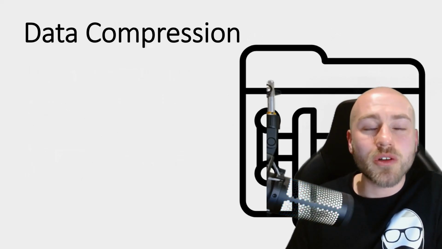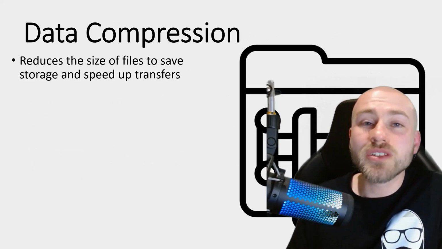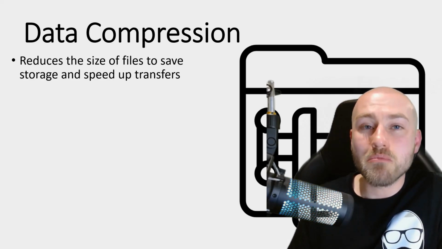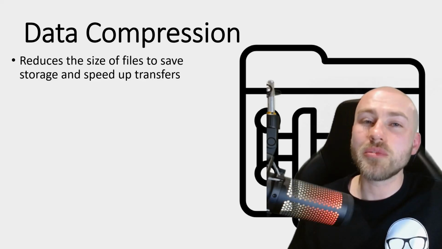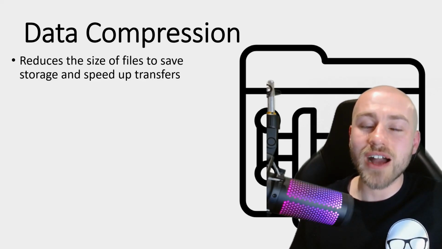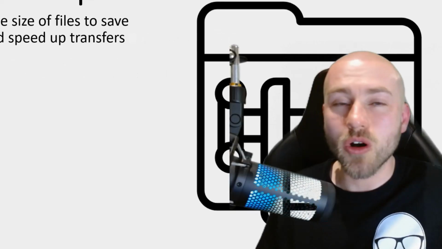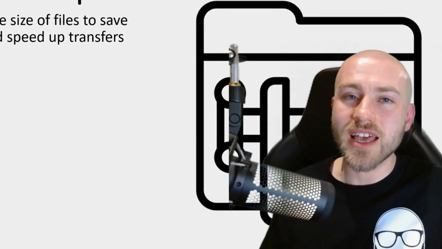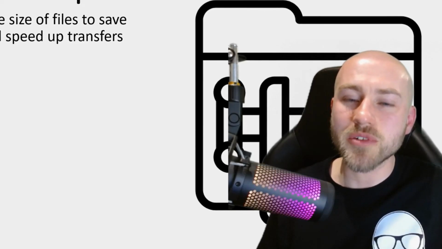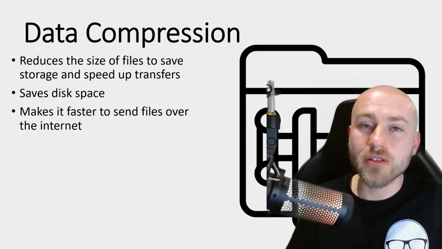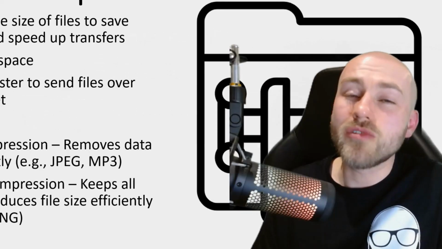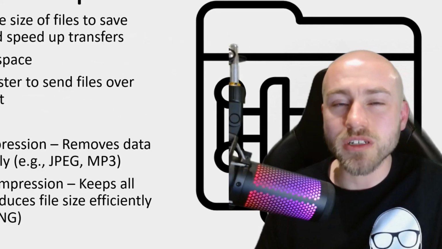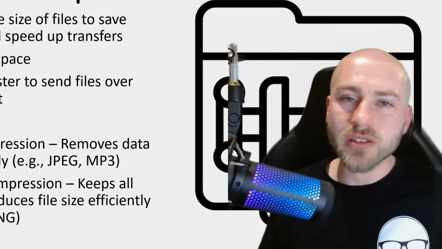The final one that I want to look at is data compression. Now, we've looked at data compression before when we were doing our memory units. Data compression reduces the file size. This is good because it will reduce the amount of storage that your files are taking up on the hard drive. But it also means if you're transferring data, it will speed up that process as well because it's got the smaller file size. Another advantage is it makes it faster to send files over the internet. We've got the two types of compression that we've already mentioned, which is lossy compression and lossless compression.